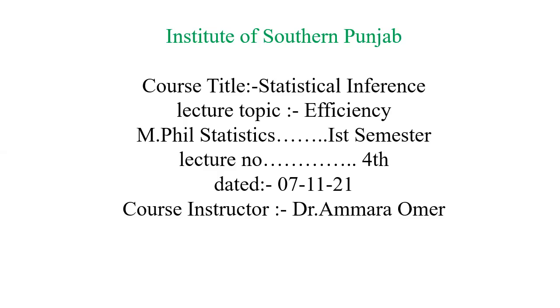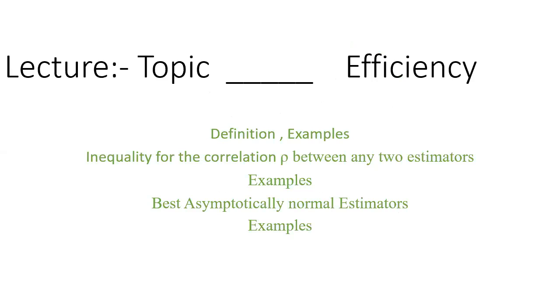So in our lecture number 4, we will discuss the third quality of a good estimator. The topics under efficiency will be the definition of efficiency and some examples relating to it. As usual, we will pick a discrete distribution and a continuous distribution. Then there is also an important concept relating to the efficiency of the estimator: the inequality for the correlation between any two estimators. We will also discuss examples relating to it.